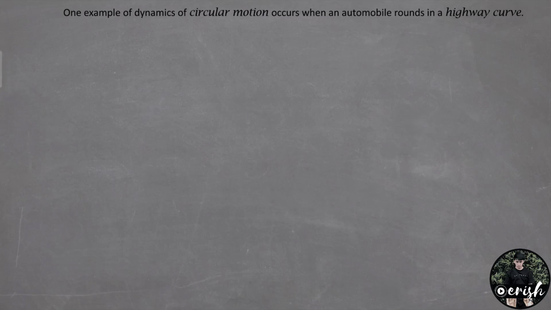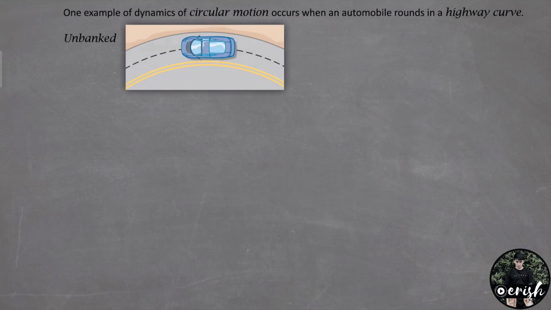So for example, in an unbanked highway curve, in this figure, that situation happens because the passenger riding in this part has a path of motion that is a straight line, whereas the vehicle has begun to follow a curved path. This is the highway curve that it is passing through.